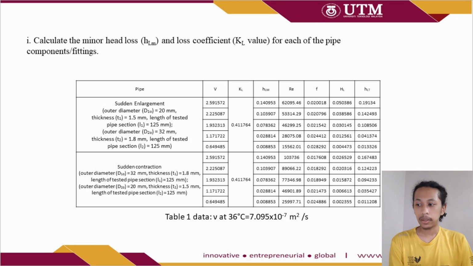And then we can calculate the HL, which is the head loss, with the equation f L over D times V squared over 2g. And then the total head loss, which is the summation of HLM and HL. And we do this calculation for all the tables, for the pipes, for the pipe branches, for the pipe angles and pipe bends.